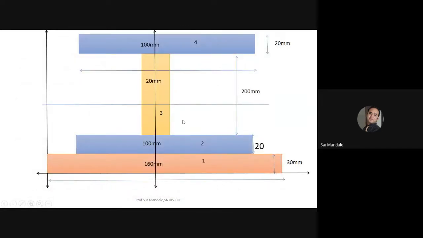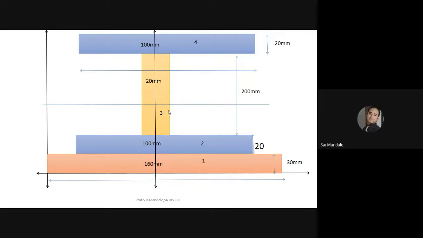Step number one. What is step number one? Rutuja, Kalyani, Nikam, Rushikesh, Nilesh. What is the step number one? X bar and Y bar. Perfectly correct. So tell me, what is X bar?